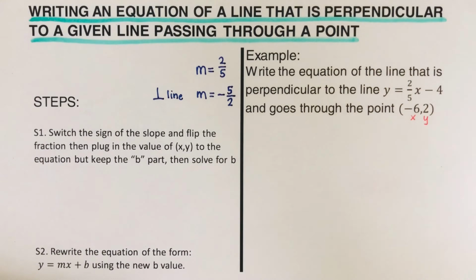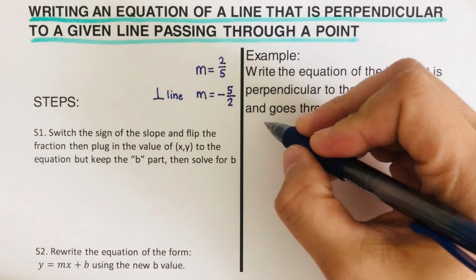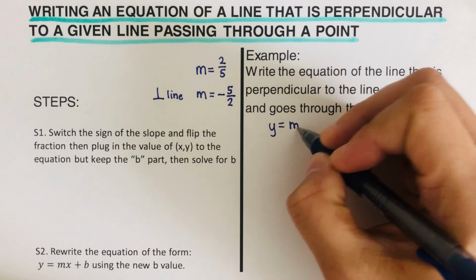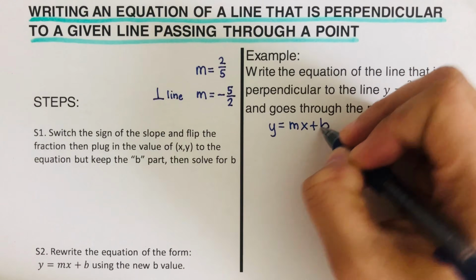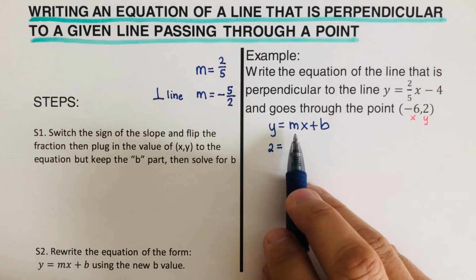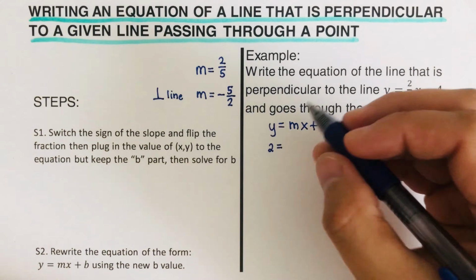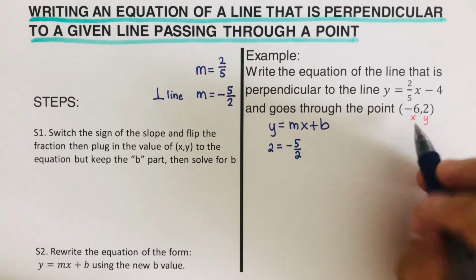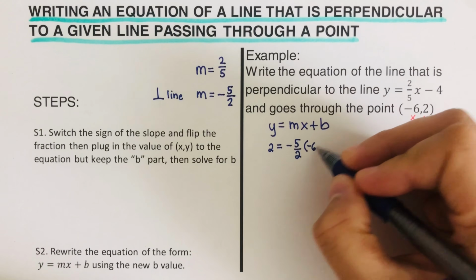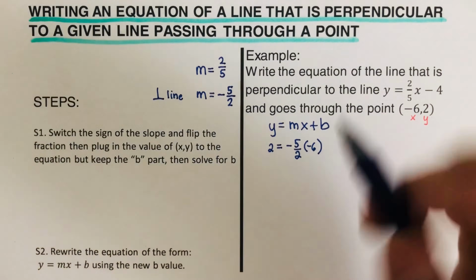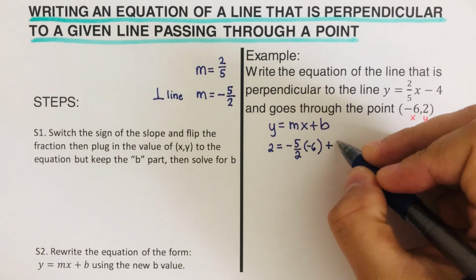So that's our x and y right there. We can go ahead and write the slope-intercept form of a line, that's y equals mx plus b. Our y is 2, so I'm going to write 2 here. Our m of the perpendicular line is -5/2, so -5/2. The x that we have here is 6. And then it says in this step that we keep the b part, so I'm just going to write plus b.